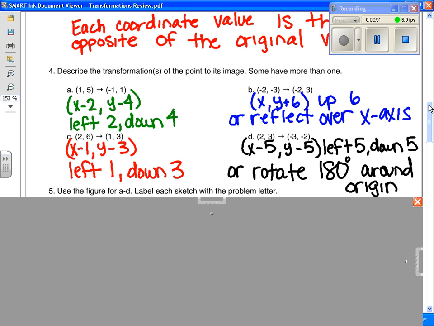Okay, parts D and B have a couple different options. So you can do the translation, you can move up 6, or you can also be reflecting over the x-axis because you're just changing your y value from -3 to +3. And if you are changing your y value to its opposite, you're reflecting over the x-axis. If you change your x values to the opposite, you're reflecting over the y-axis. Part D, you can do the translation. That's the more obvious of the transformations you could choose. Or you could rotate it 180 degrees around the origin, and you're going from quadrant 1 down to quadrant 3.